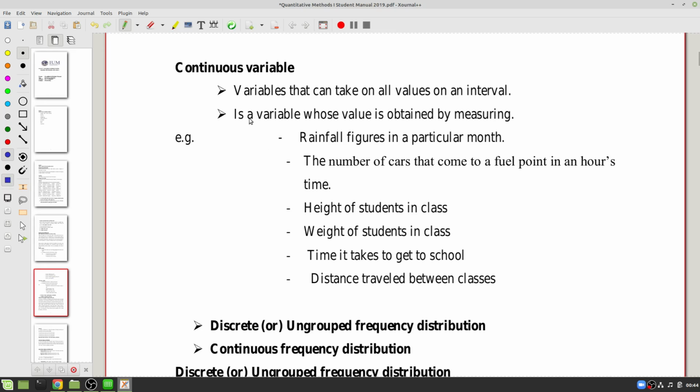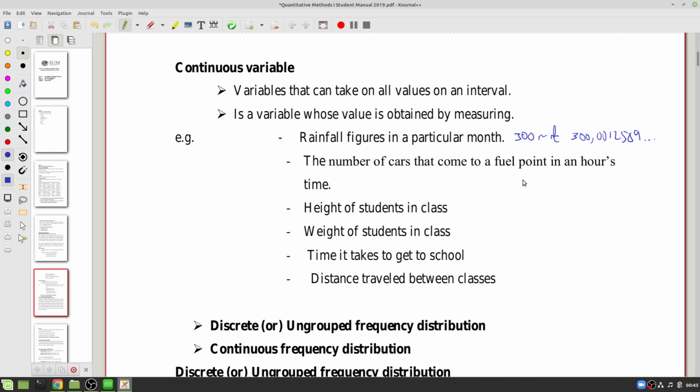A continuous variable, on the other hand, those are variables that can take on all values on an interval. Right? So it doesn't have to be any specific values, any value. So that's something you measure instead of count. So it's a variable whose value is obtained by measuring. There we go. The rainfall figures. So for rainfall, we could say we've got 300 milliliters of rain or millimeters of rain, or we could have 300.0012589. So you see, it's not an exact thing. It can be anything in an interval. Right, so that's why it's continuous.